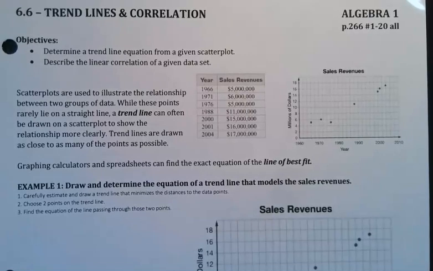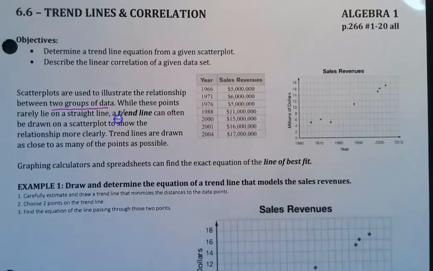All right, so first up, scatter plots are used to illustrate the relationship between two groups of data. Like if we look at this table, we have the year and the sales revenue. That's what we're connecting, two groups of data. While these points rarely lie on a straight line, very rarely do you see a direct, exact, perfect linear growth in your company sales or revenue or any of those things. So it rarely lies on a straight line.